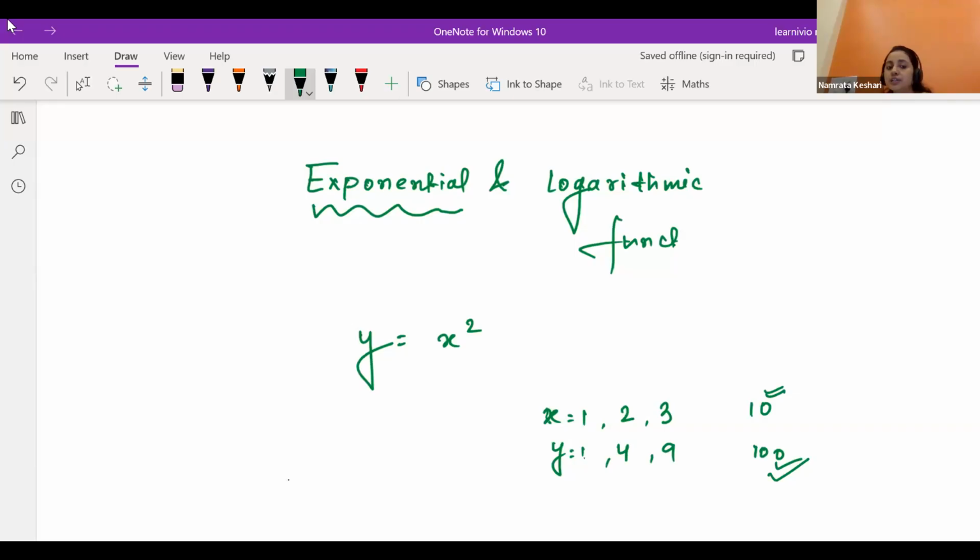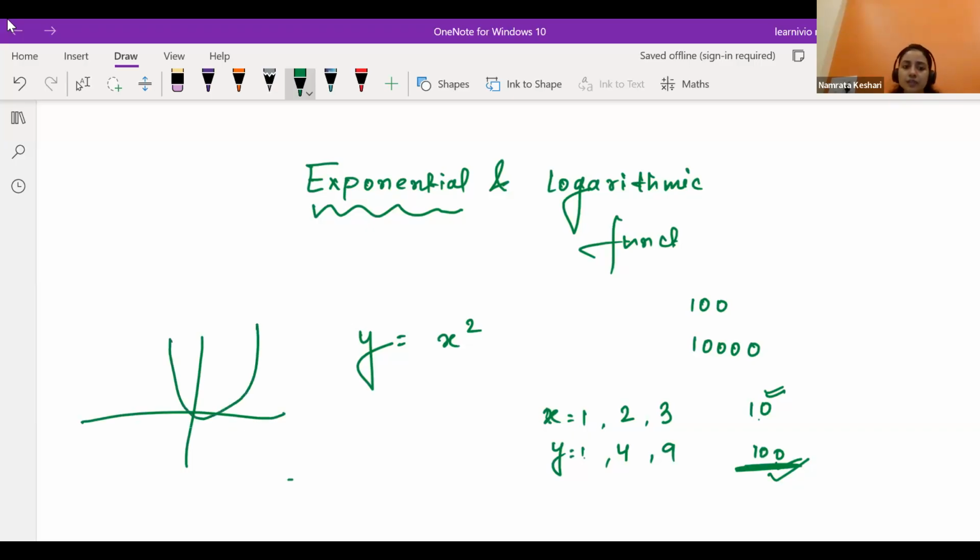Previously it was just increasing slowly, and we can see when we have taken x as just 10, y became 100. When we take x as just 100, y will become 100 square. That means 10,000, right? But this is a polynomial function, right? And we also know the graph of this polynomial function looks like this, right? This is also growing.